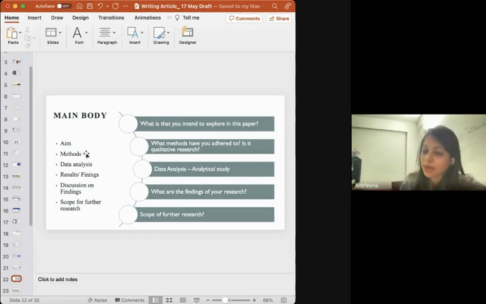So in the main body, you start with what you intend to explore in the paper. First you talk about your methodology. What are the methods, whether you've interviewed people, what are the source texts that you're referring to, what is the method of data collection, everything. Is it qualitative or quantitative research, and what makes it qualitative or quantitative? These are the things that you state in the second part of your main body. Now, data analysis is also very important.